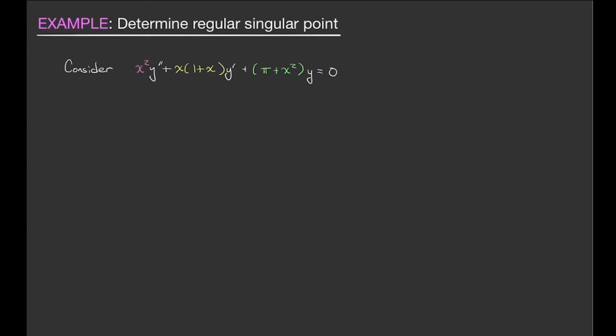We notice that there's only one singular point. That's x is equal to 0. That's the only real number you can substitute in such that this first term will disappear. The question is, is it a regular singular point? To find that out, we have to compute some limits.